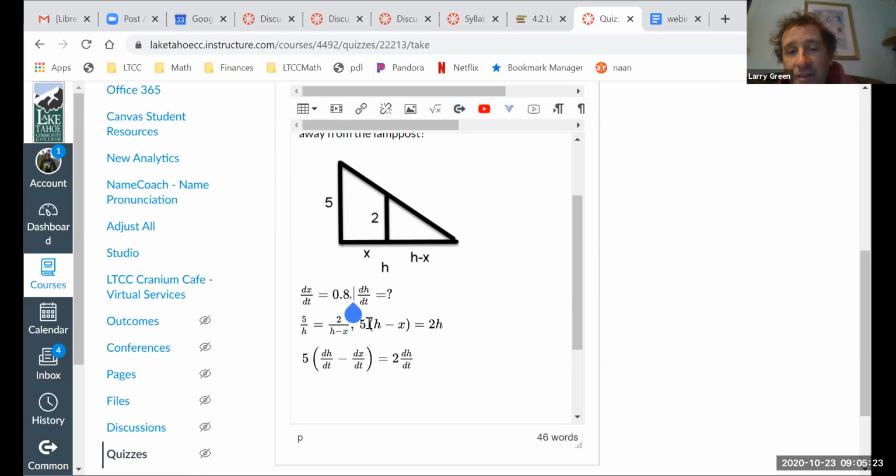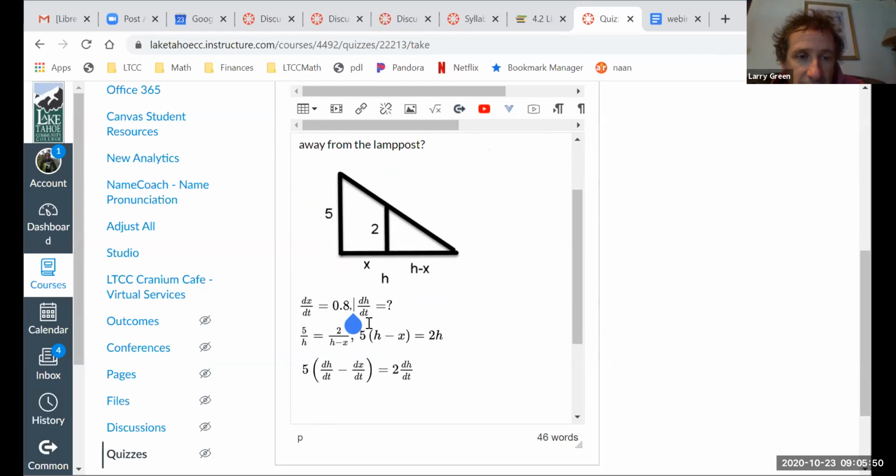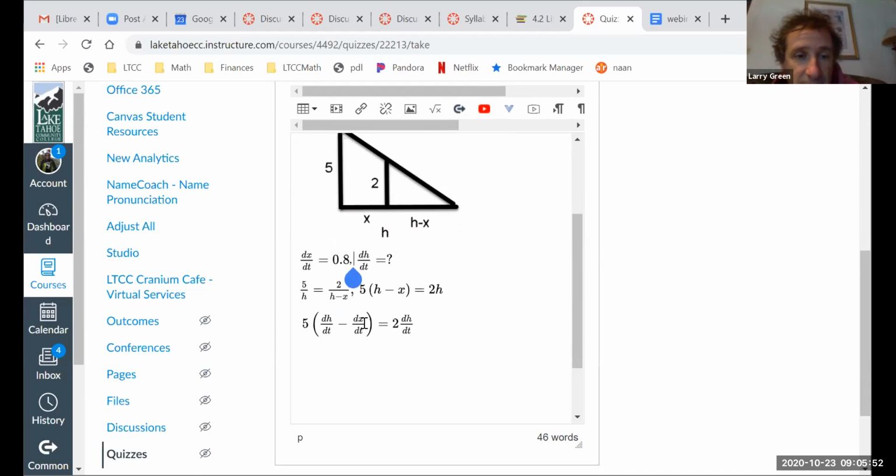Once you've taken the derivative, then what do you do? So what's the last step after you've taken the derivative implicitly? Yeah, we plug in. And we know that dx dt is 0.8.